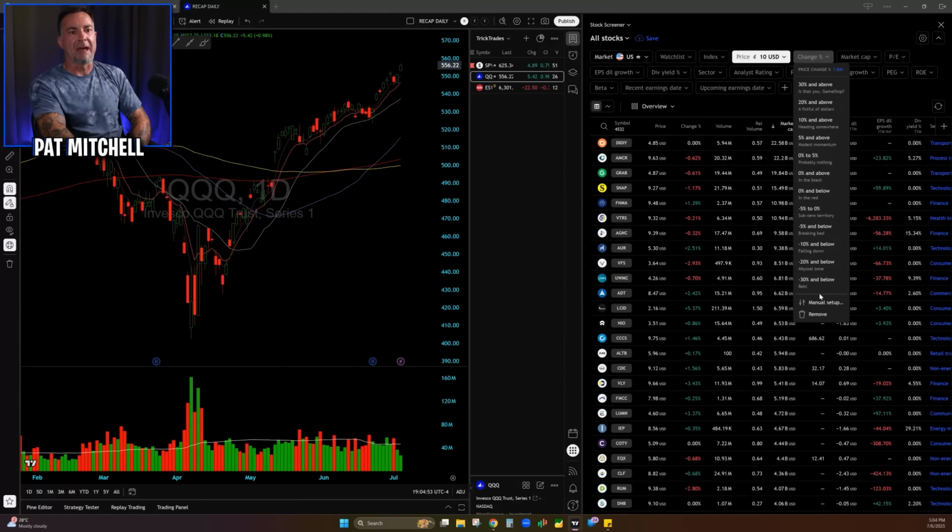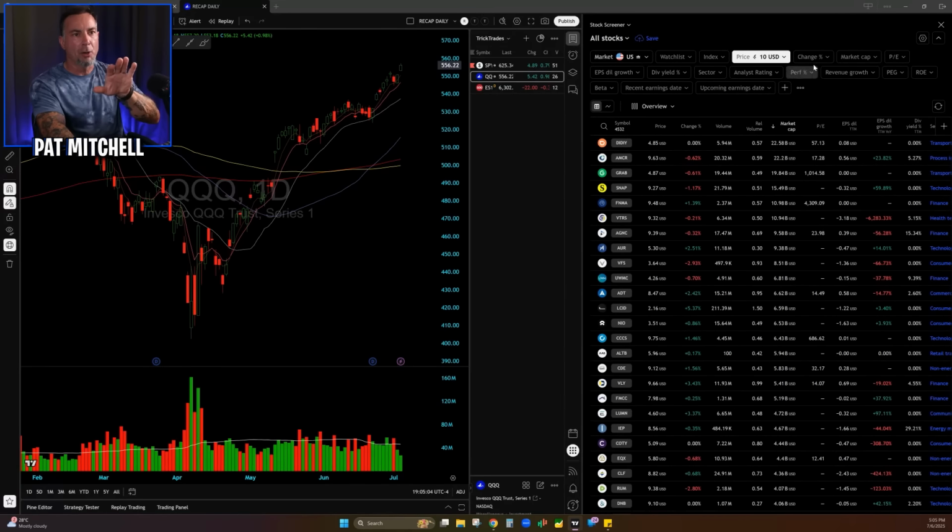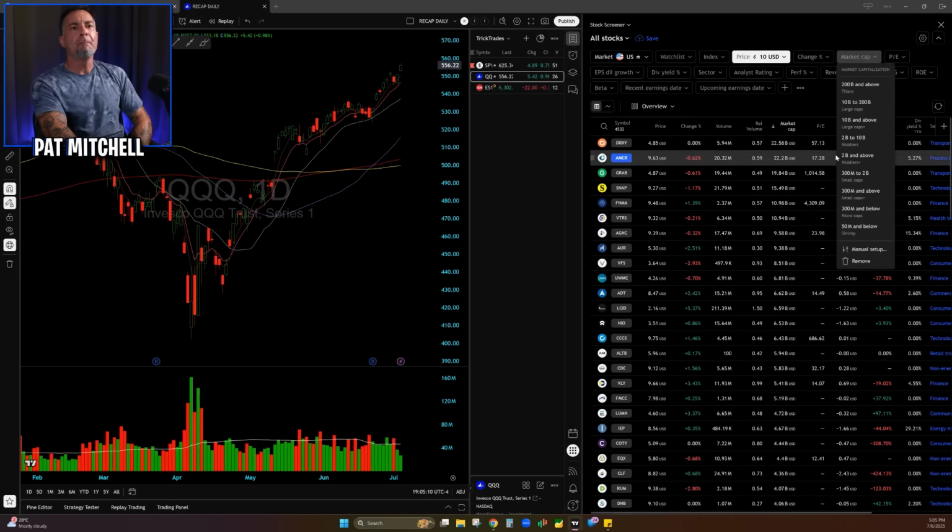Or set a manual setup where it would be like from 10% to 20%. Just that initial move that's maybe about to have a bigger move. So I'm not going to put anything on that, but I did want to explain that that's where you would use that parameter.